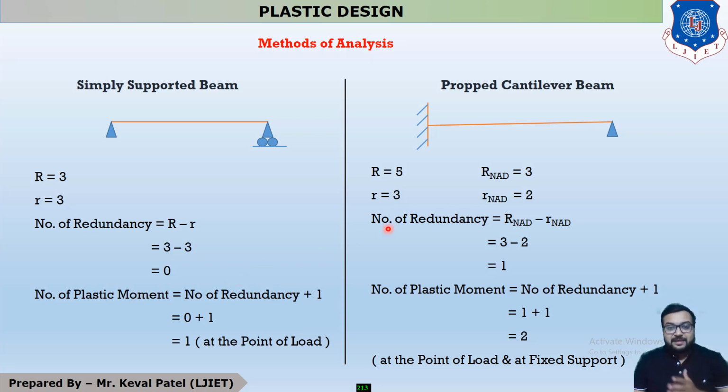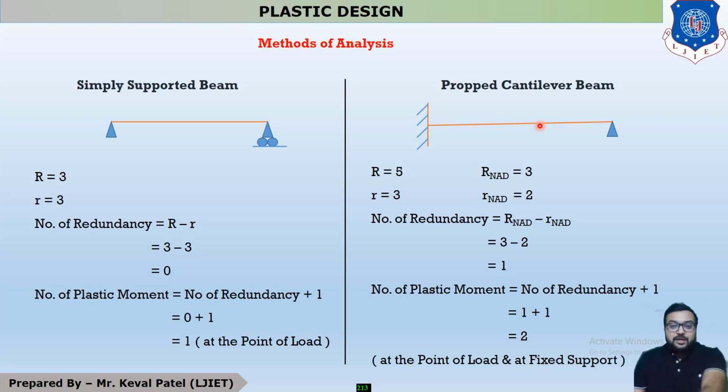After that, the second case is the prop cantilever beam. And what is the meaning of prop cantilever beam? It is a beam in which one support is a fixed support and the second one is a simple support. You can see in this figure, this is a prop cantilever beam in which the number of plastic moments is equal to 2. It means the moment is distributed at the fixed support, and the second point is the point at which the load is acting.